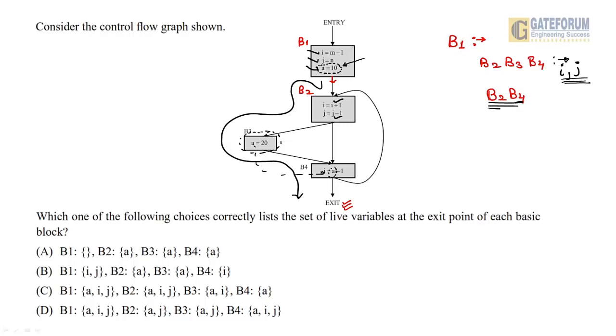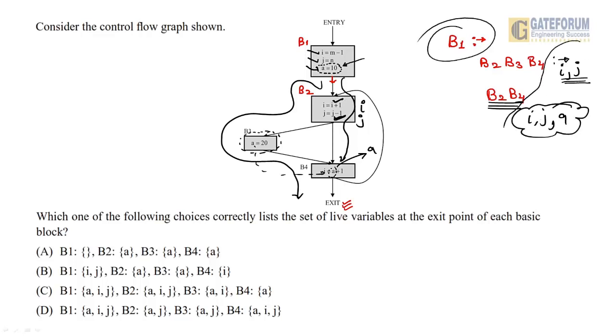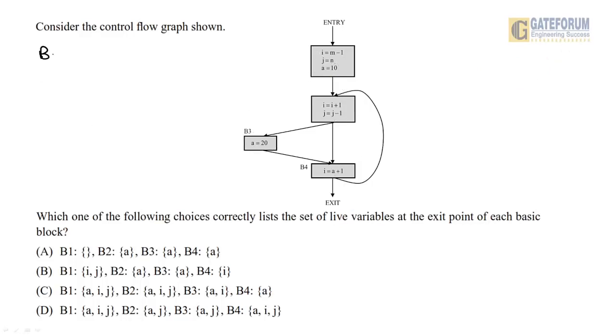But if we are going to follow B2, B4, then let's see what will happen. In this particular path, variable I is live, variable J is live because they are going to use before the modification, and variable A is also live because it is also going to use before the modification, means this path use I, J and A of block B1, means they are all are live. So ultimately what we can say, for the block B1 these all are the live variables. So for block B1 the live variables are A, I and J, because A is live in the path B2, B4.